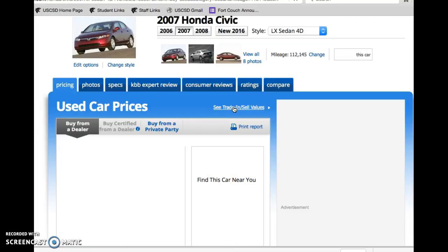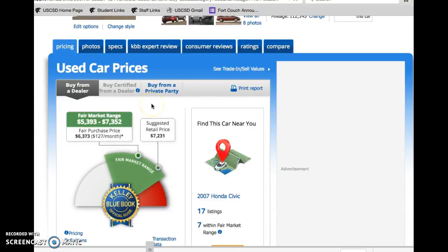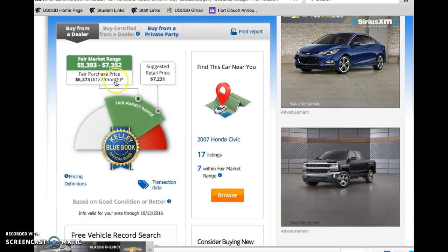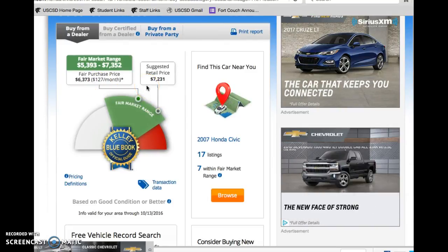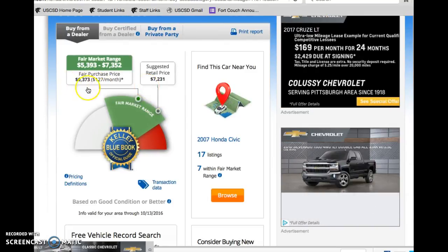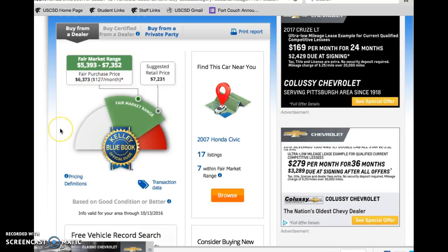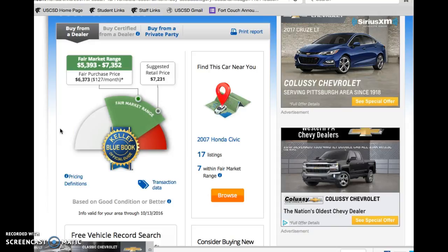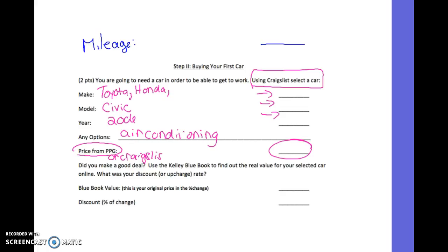So my price for my Honda Civic, you are going to use the fair market price. So use this number right here, this fair market price, and that is $6,373. So I'm going to go back here and write my Kelley Blue Book was $6,373. I'm going to just make up a price and pretend like I bought this for about, maybe I bought it for $7,000.